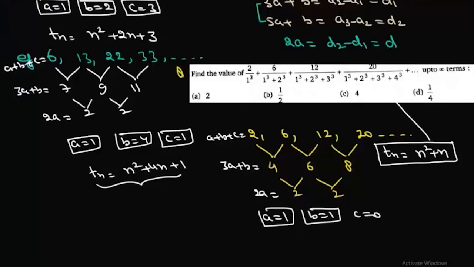Now in order to solve this question, we have to write the general term of the series. It is Tr, and in the numerator we'll have r square plus r. In the first term it is 1 cube, in the second term it is 1 cube plus 2 cube. So it will be 1 cube plus 2 cube up to r cube.